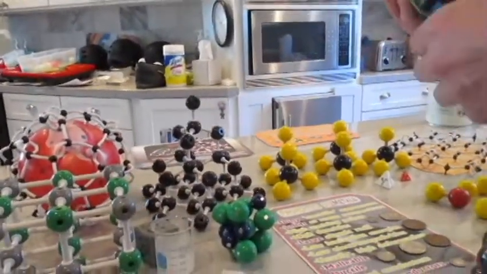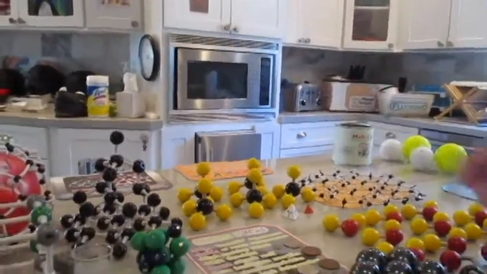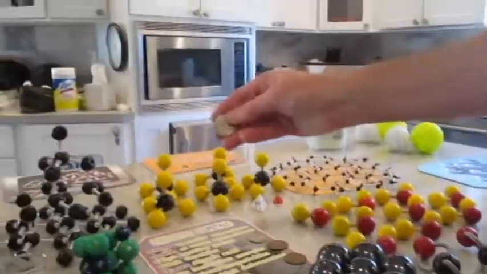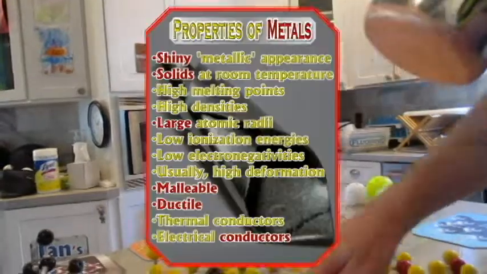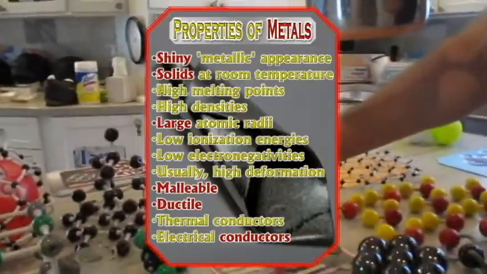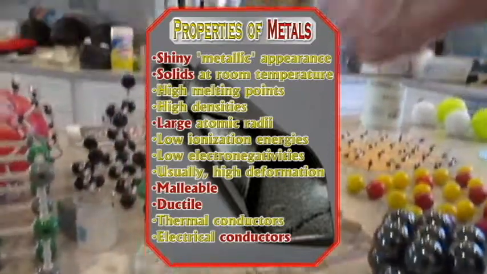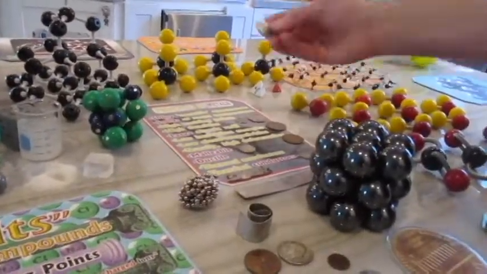So how does that compare to metals? Well, metals are shiny and metallic. Think of coins. Think of things that we cook with on the stove. Why do we cook with metals on the stove? Because they're thermal conductors. This is a really good thermal conductor. And then they're durable. They hold together sometimes.